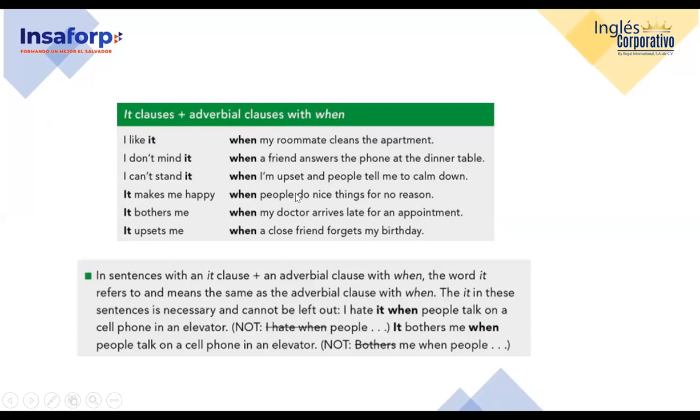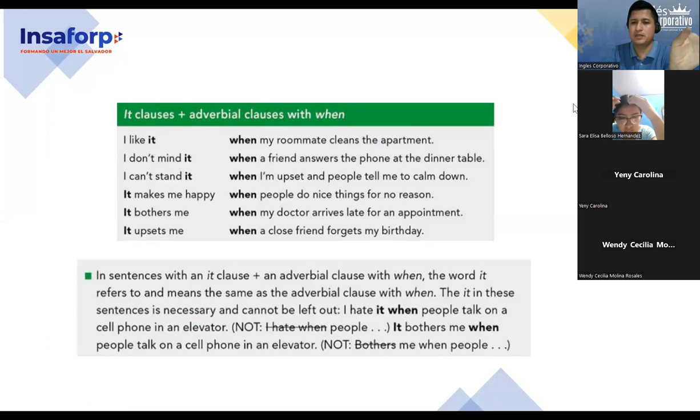Here we have the it classes, okay? Pretty much it's like a phrase, that's what we have, plus the adverbial classes with when. So it's like we have two sentences and we combine them together to communicate something. That's pretty much the whole thing. And the structure is with it. So you can say, I like it, I don't mind it, I can stand it. And here we have it at the beginning: it makes me happy, it bothers me, it upsets me.